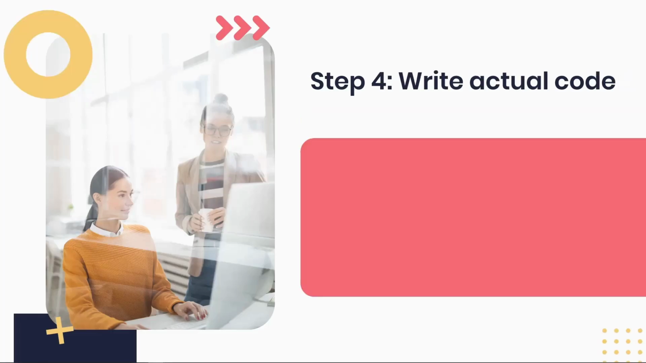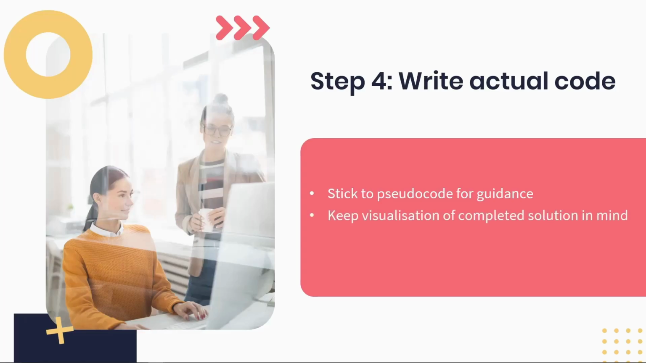Okay, so the next step is to write the actual code. Like we mentioned before, it'll make your life a whole lot easier if you stick to what you wrote in your pseudocode. This is not always possible, and that is a reason why it is called pseudocode anyway. It's just there to guide you as you go along with your program and to help you keep a visualization of your completed solution in mind. Later on in the module, we're going to learn about the various techniques that I use for testing, which is what you will need to do straight after finishing your code.